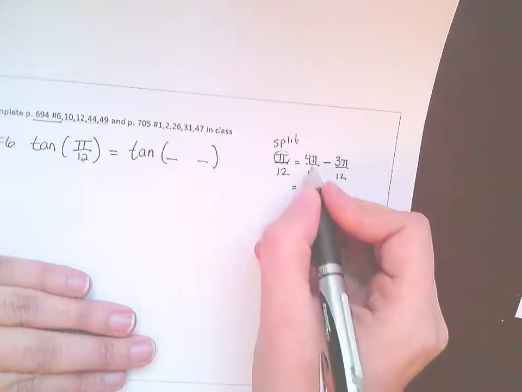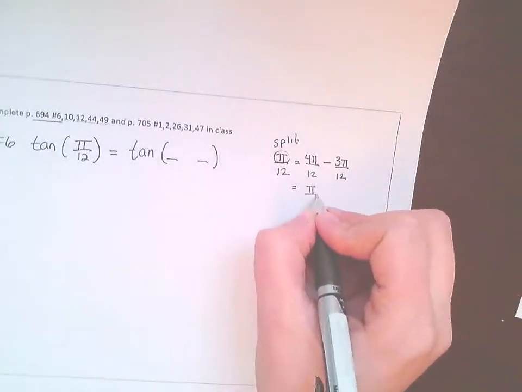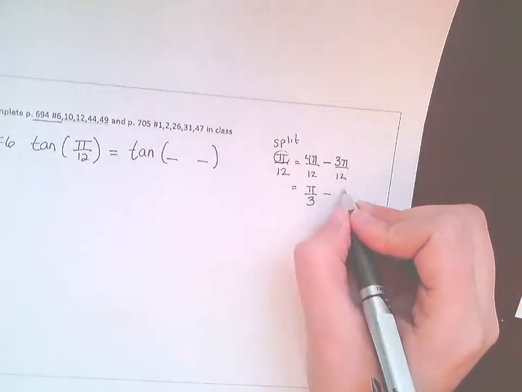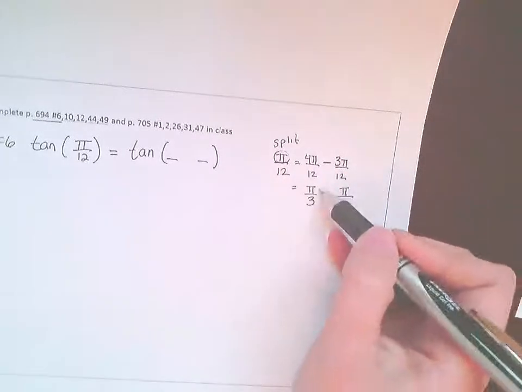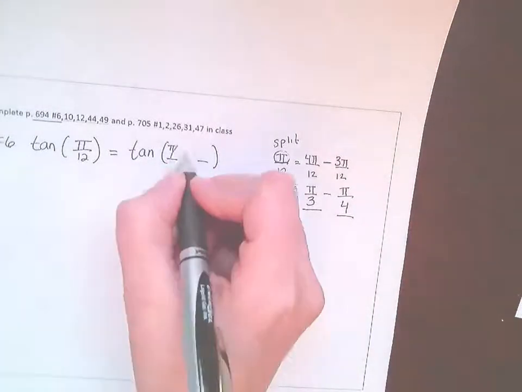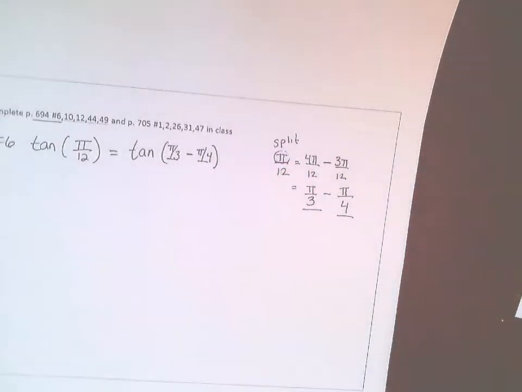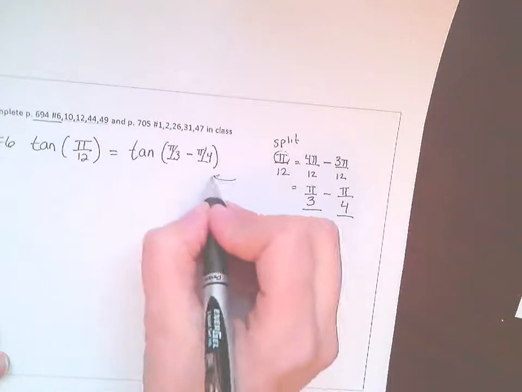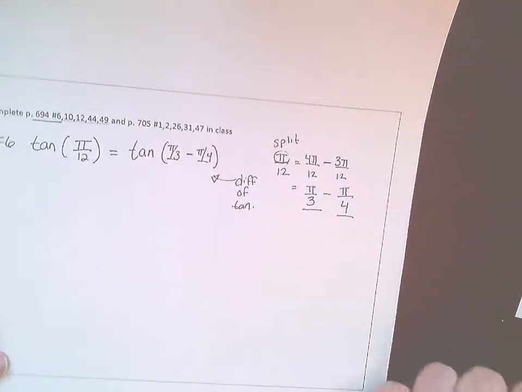But I'm not going to put them in like this, because 4 over 12 can simplify down into pi over 3 minus 3 over 12, which is pi over 4. So what I just did is I split pi over 12 into two of the radians that are directly on the unit circle. So here we have pi over 3 minus pi over 4. And the reason that this is important is because we just used the difference of tangent to split them up.